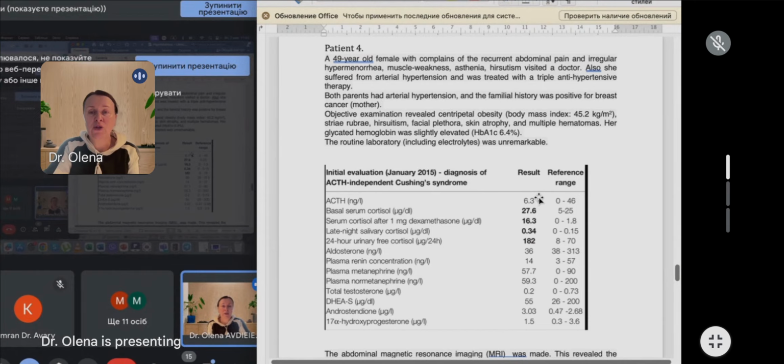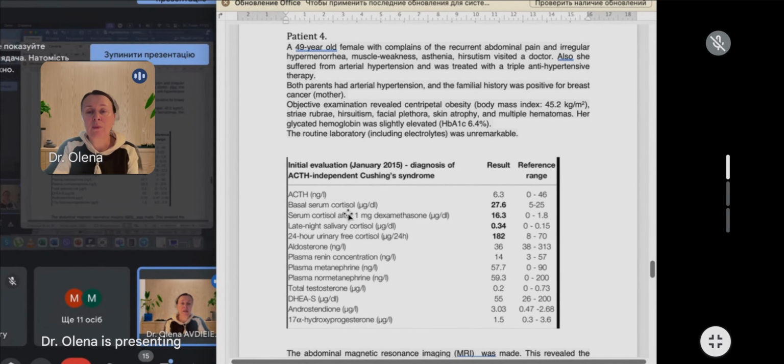ACTH is in the normal range, but at the same time, basal serum cortisol level is increased. Serum cortisol level after the 1 milligram dexamethasone suppression test is increased. Late night salivary cortisol is increased too. 24-hour urinary free cortisol is increased too. Other hormones and other parameters are in the normal range, I think, with no other changes in hormonal activity, but after these laboratory test results, we can make a conclusion about the reason for these clinical changes.